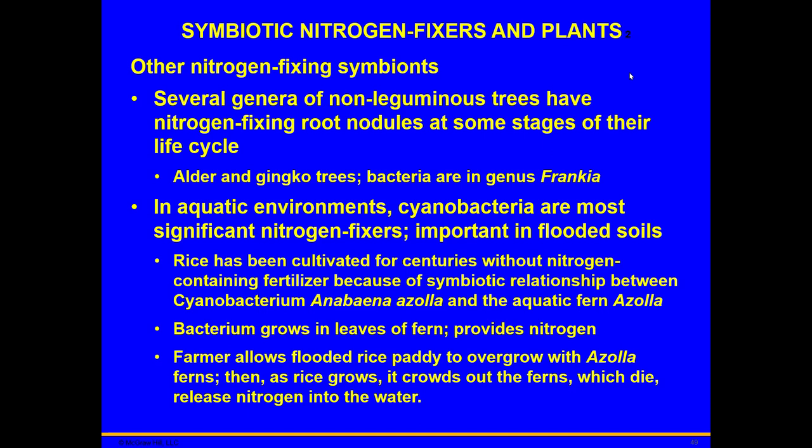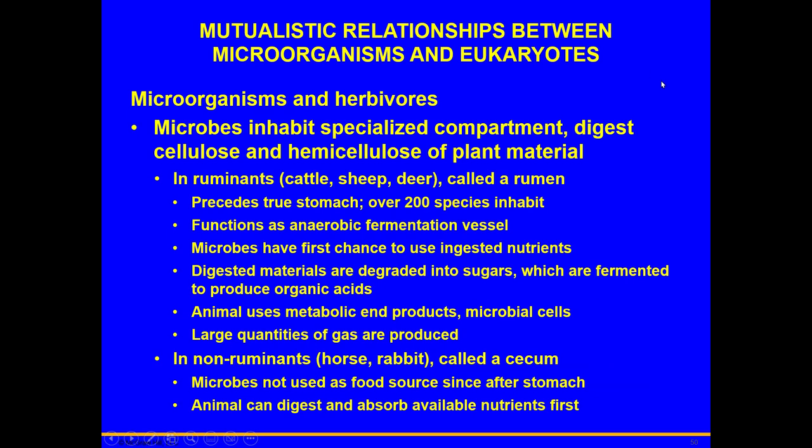Now, you remember seeing these pictures of people planting rice plants in the flooded paddy. What happens there is when they flood the paddy, you're going to have overgrowth of the azolla ferns. Subsequently, the rice is going to grow. It shoots up and crowds out the ferns. The ferns will die, but they will release nitrogen into the water. So this is a system that's been going on for hundreds and hundreds of years to grow rice. Okay, so let's look at a couple of other things really quickly.